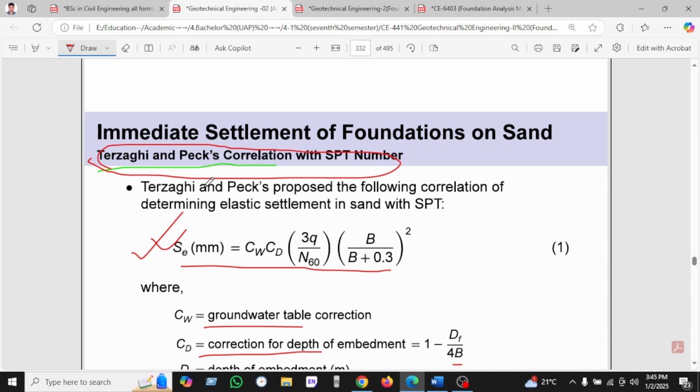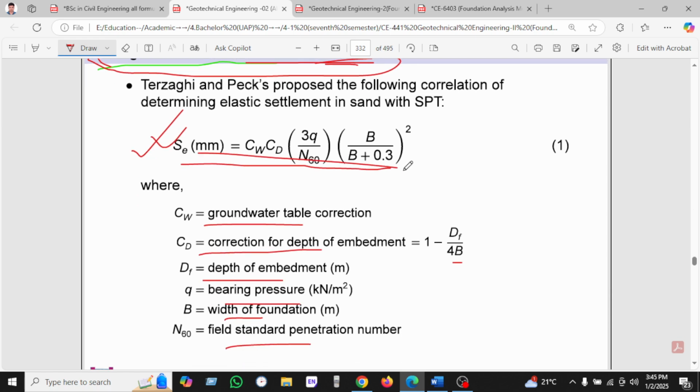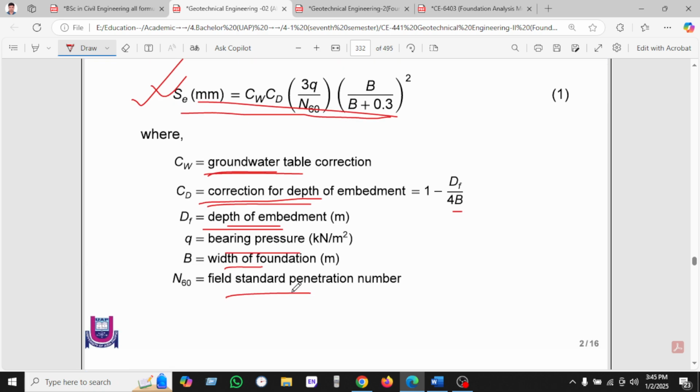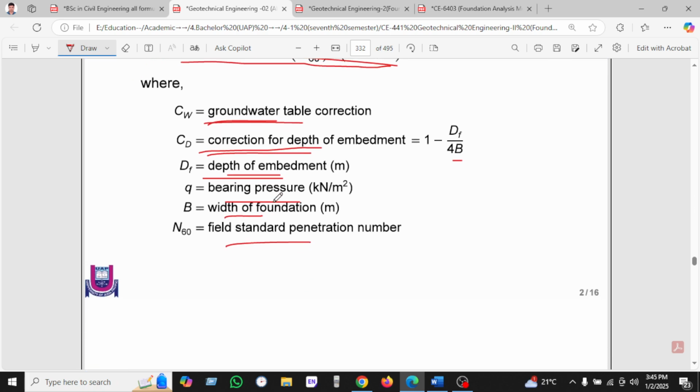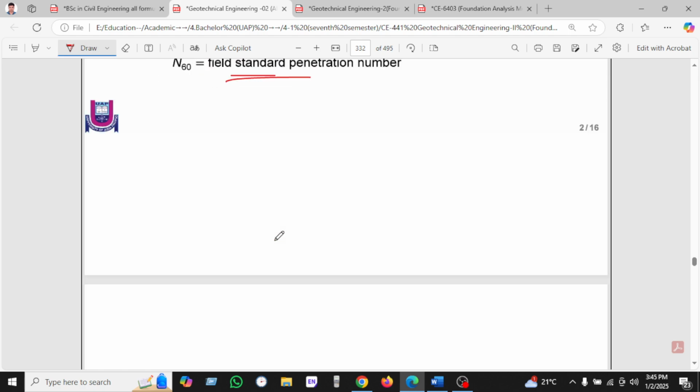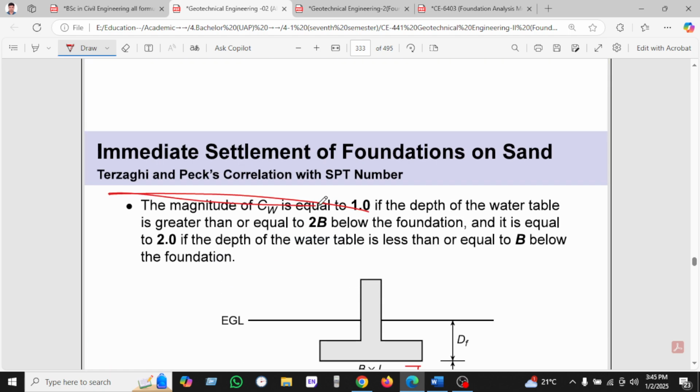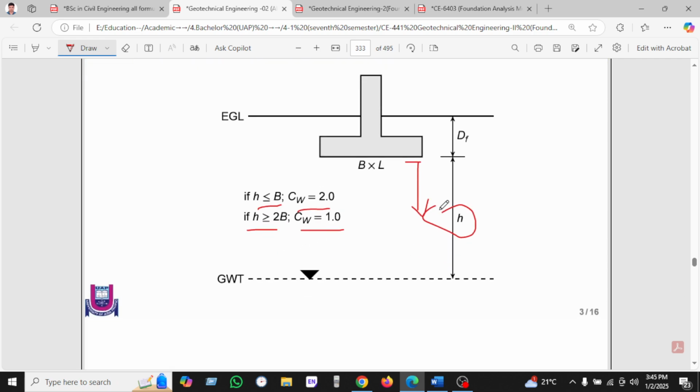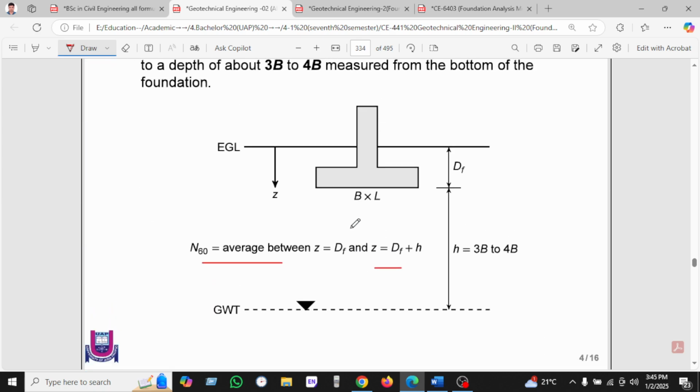And now we'll see the immediate settlement from Terzaghi and Peck and Hanson with respect to the SPT value. This is the equation, where CW is the groundwater table correction, CD is the correction for depth, DF equal to depth of embedment, q equal to bearing pressure, B equal to foundation width, and N60 is the SPT value. Terzaghi is given here: when H is less than B, then CW equal to 2, and when H is greater than 2B, then we will use CW equal to 1.